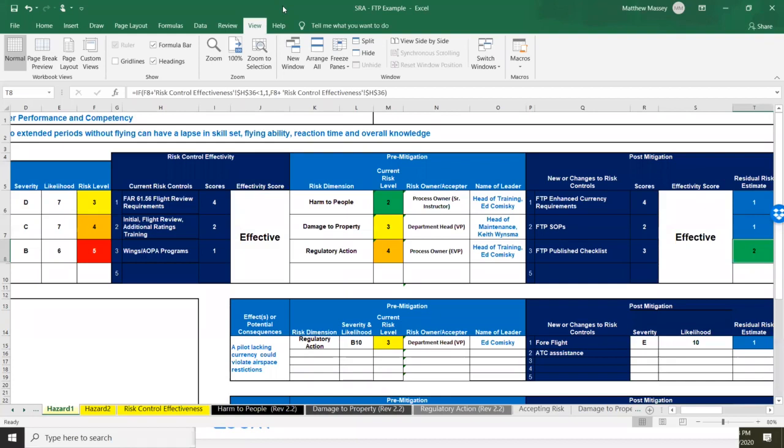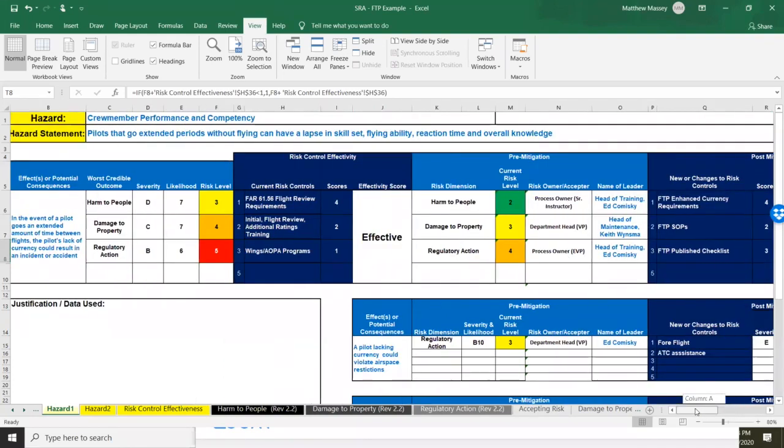Any questions on SRAs and just how this looks and the methodology behind it?